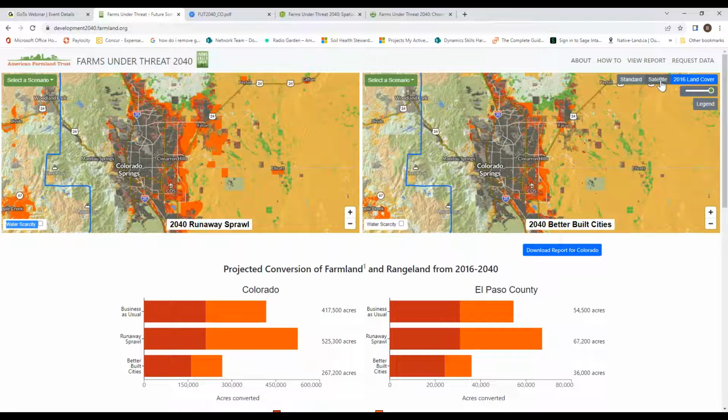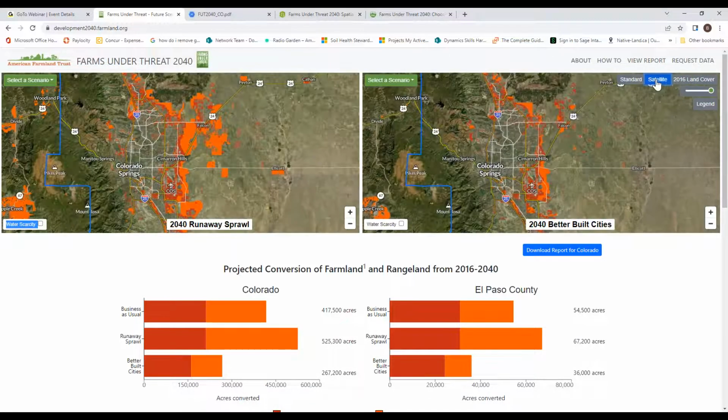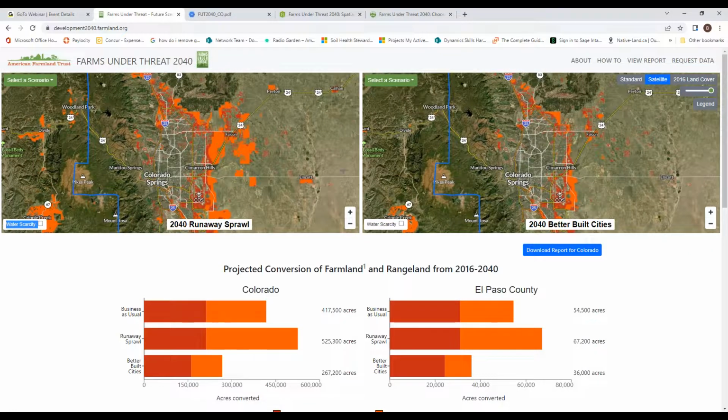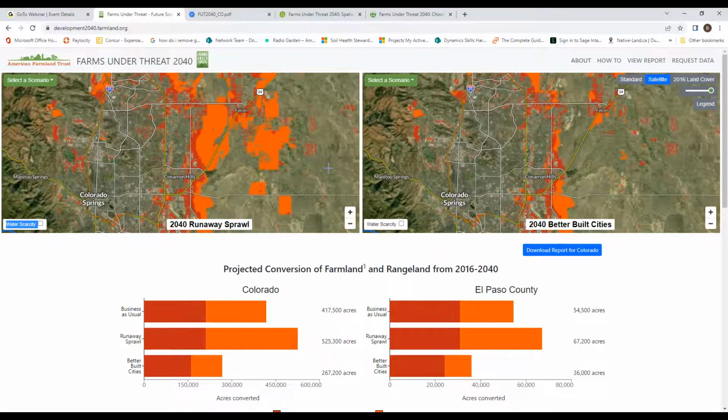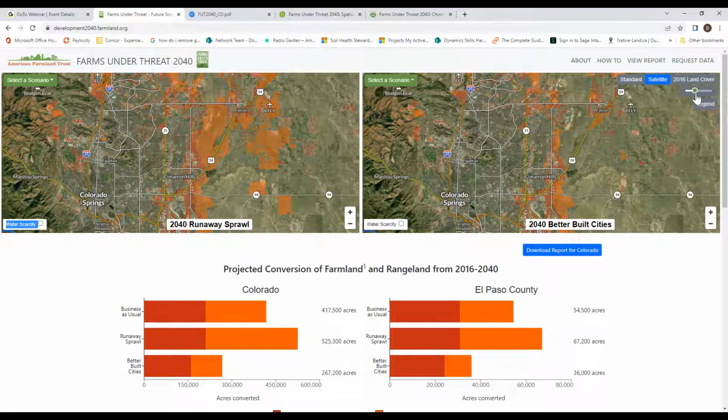You can change your base maps by going to the top right corner. And you can select the satellite view. Awesome. Given a bird's eye view of the landscape with selected scenarios stacked on top. With the slider up in the right-hand corner, you can adjust the transparency of the data layer by simply sliding this back and forth.